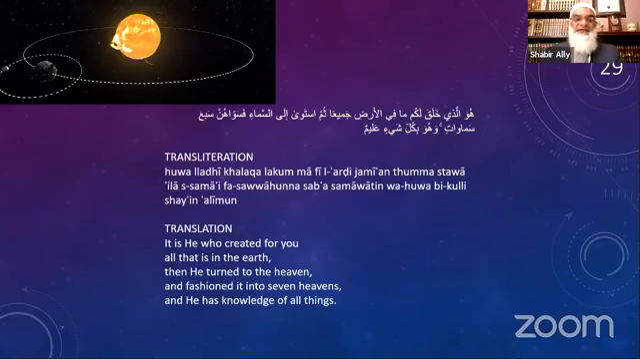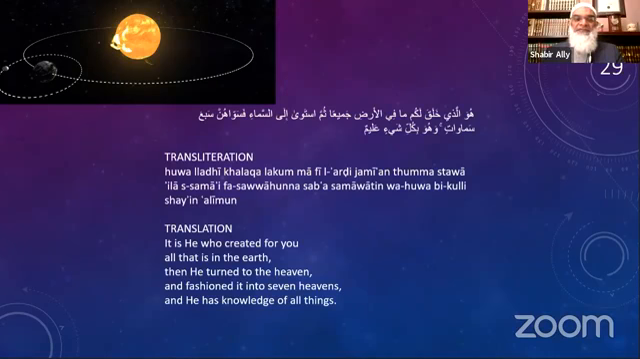Then He turned to the heaven and fashioned it into 7 heavens, and He has knowledge of all things. So Allah created for you all that is in the earth. Then He turned to the heaven and He fashioned it into 7 heavens. We shouldn't have the idea of Allah looking this way and then looking the other way. This turning towards the heaven is not as if somebody is there physically facing one way and then turning in the other direction. This is, you can say, the direction of will. So Allah directed his will towards the earth, and his will was to create the earth.